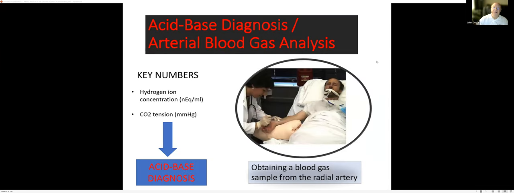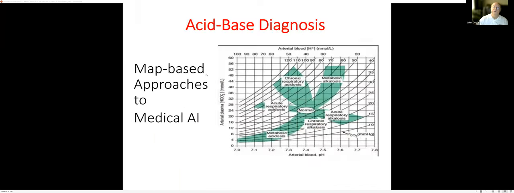Another example of what's done is we take blood from an artery. You can see this patient in the ICU with a breathing tube in place, an endotracheal tube. They are taking a blood gas sample from the radial artery. And you need two parameters to get a diagnosis: the hydrogen ion concentration in nanoequivalents per liter, and the carbon dioxide tension in millimeters of mercury. And those two provide an acid-base diagnosis. So here is a map which provides a diagnosis, which could be, for example, normal, acute respiratory acidosis, acute respiratory alkalosis, metabolic acidosis, and so on, depending on these two parameters that you enter.